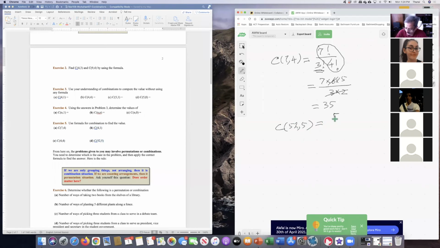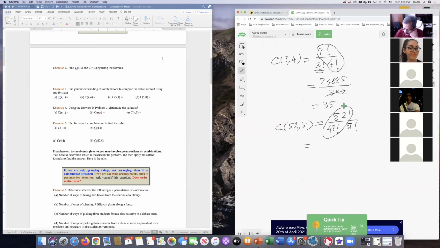Okay, numerator will be 52 factorial. Denominator will be 52 minus 5, which is 47 factorial, times 5 factorial. And then to simplify, you had to combine the 47 factorial and 52 factorial. Individually, you cannot find 52 factorial using your calculator, and you cannot find 47 factorial. You have to use this method.